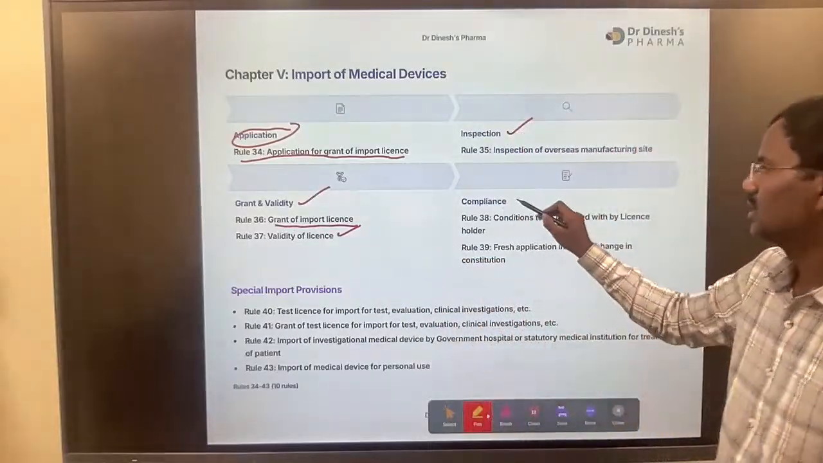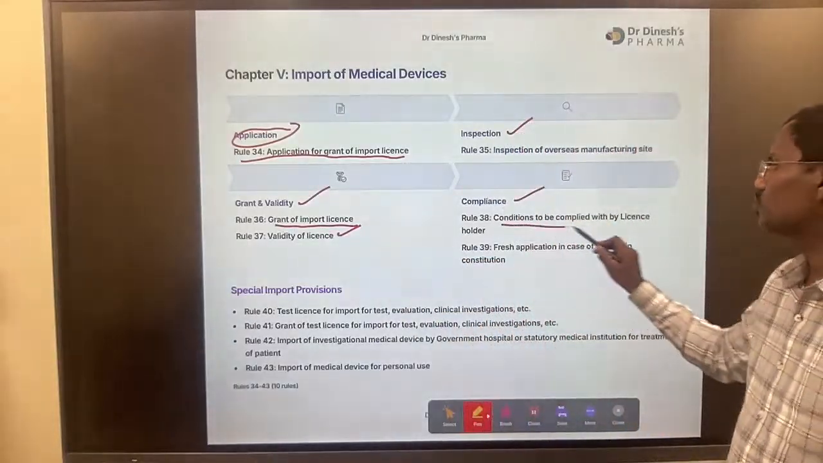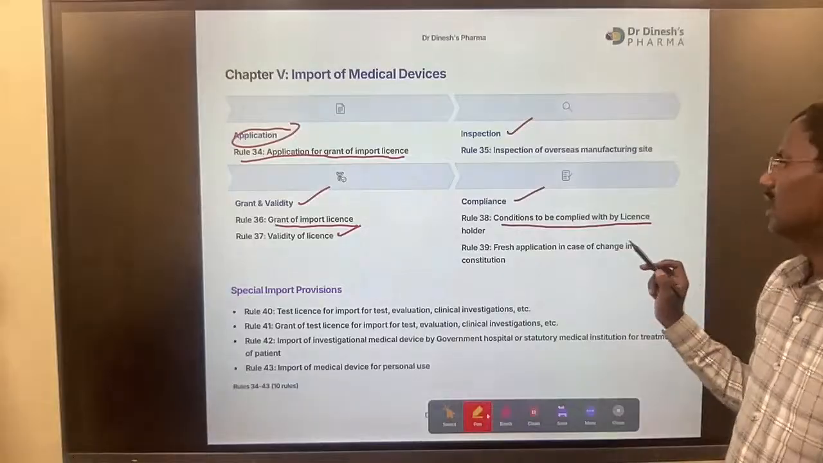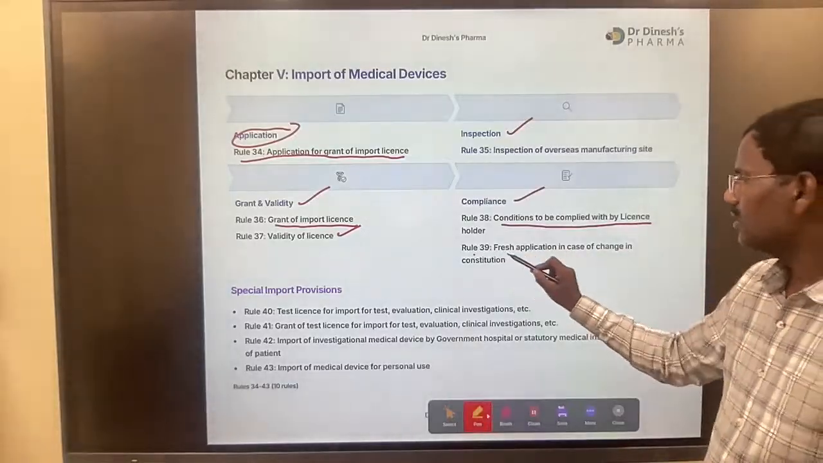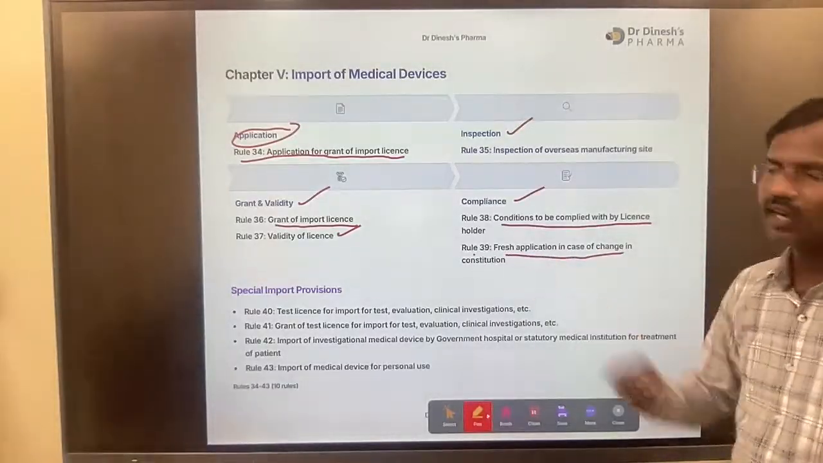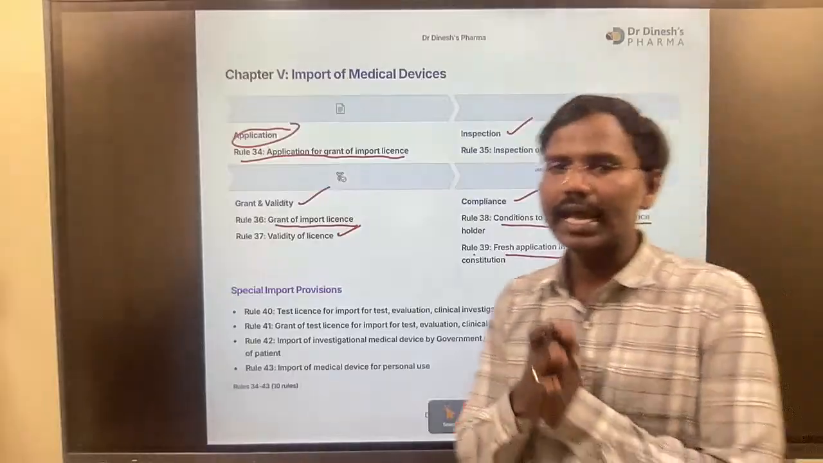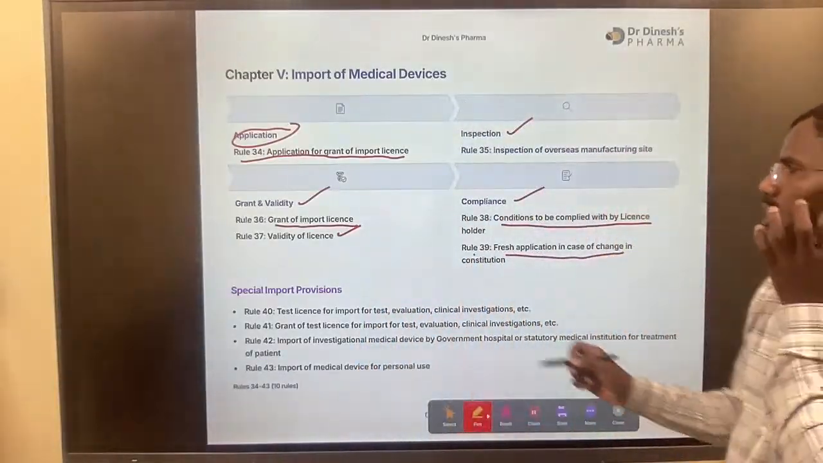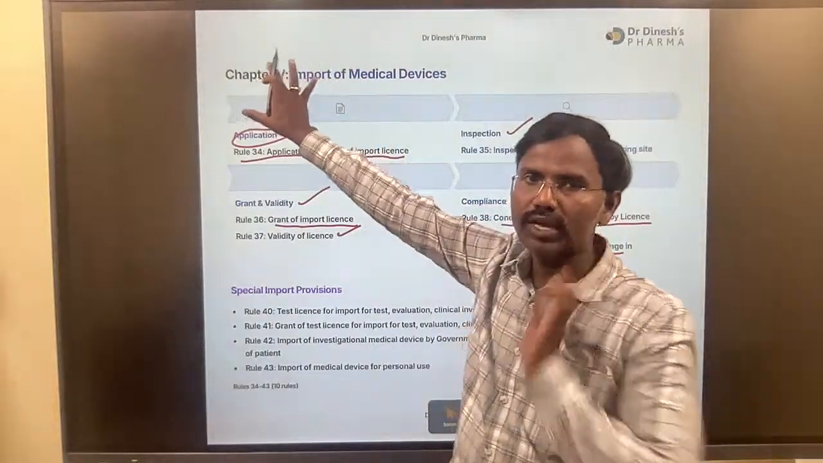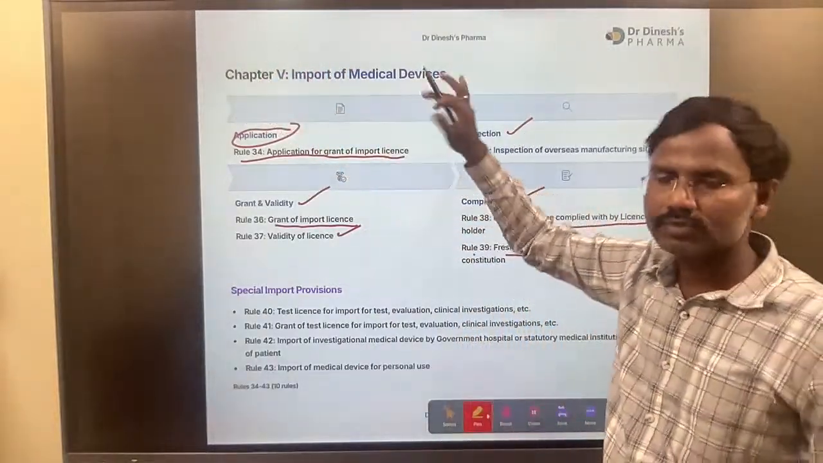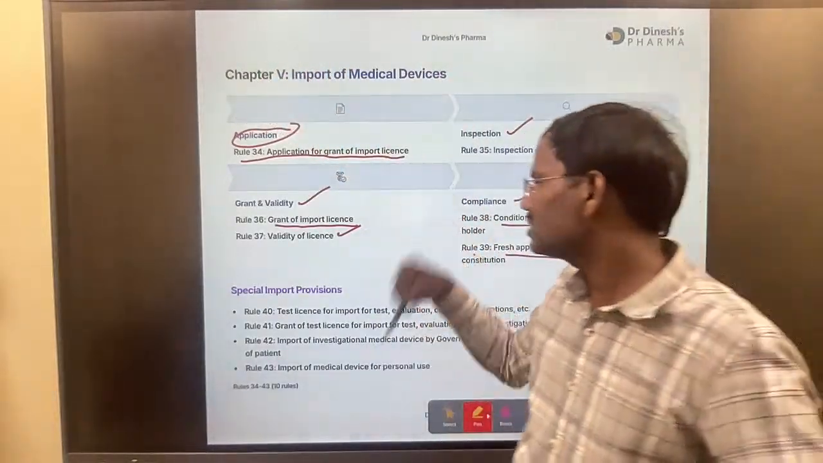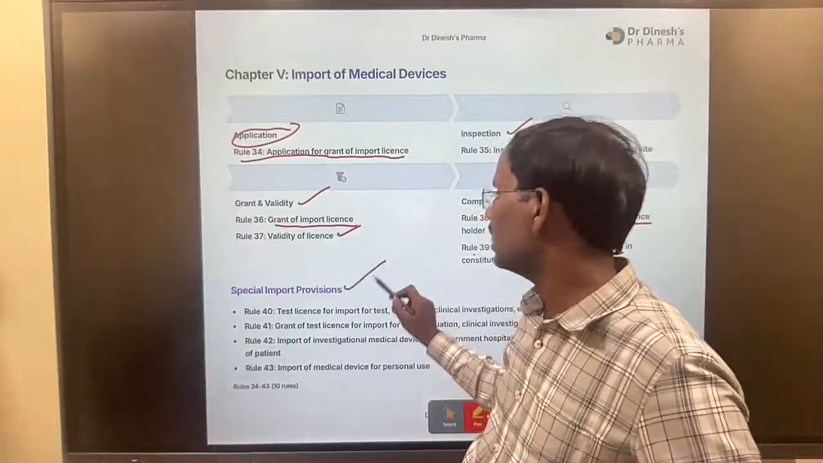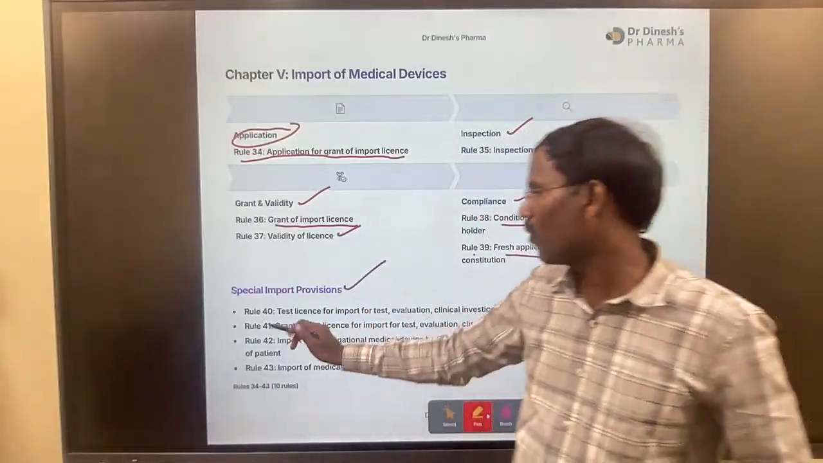Then 37, compliance: conditions to be complied with by the license holder. Then 39, fresh application in case of change in constitution. So if you are changing anything, a fresh application needs to be made. So this is normal import, normal devices, and there are some special import provisions. That starts from rule 40.